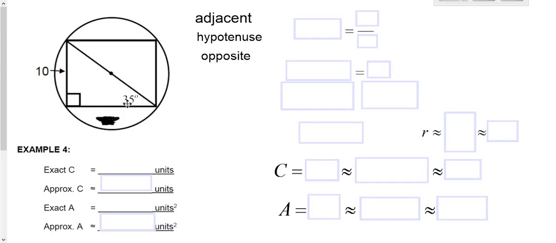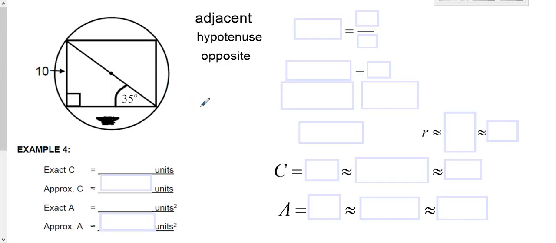So this angle, put in 35 degrees for this angle right here. So we know this is 35, this side is 10. We want to know this side right here, which is the diameter. So we're going to set up a trig equation.